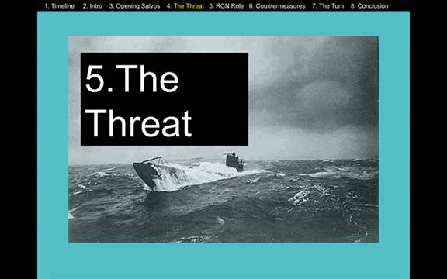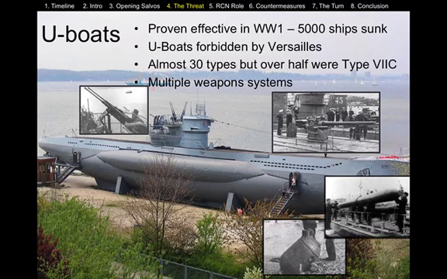Okay, next I'd like to talk about the real threat in the Battle of the Atlantic, and that is the U-boat, German undersea boats. Okay, there were a number of different types of U-boats that were built. This photograph shows a Type 7. By far the largest number of U-boats were Type 7 U-boats.